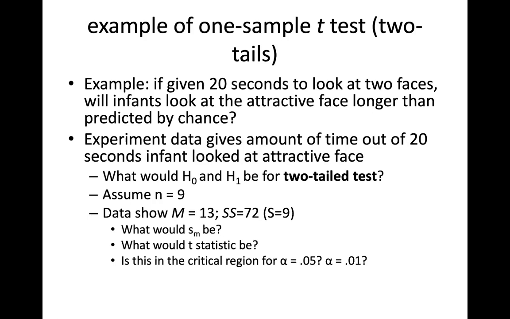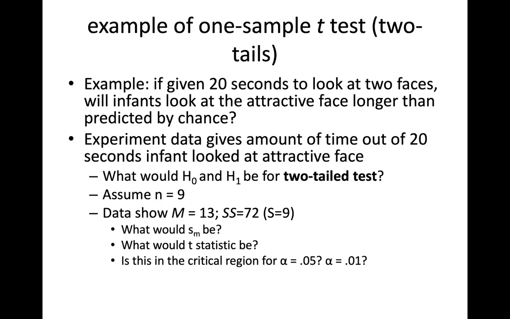In this case, they're giving the infants two things, and those two things are faces. So imagine a computer screen in front of the infant, and one of the faces on that computer screen is attractive, and the other face is not attractive. And the infants are looking at the computer screen for 20 seconds. Depending on where the babies are looking, each unit of time for that 20 seconds, the baby is categorized as either looking at the attractive face or the unattractive face.